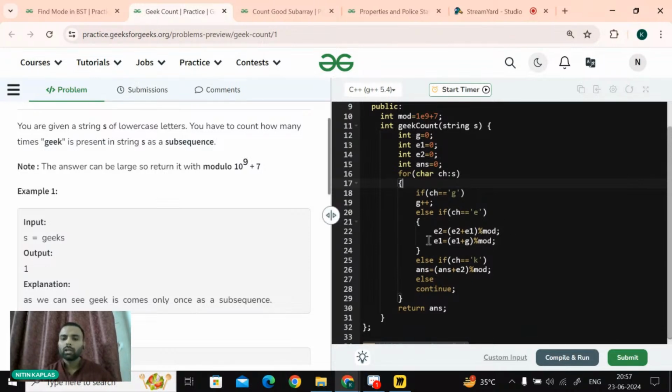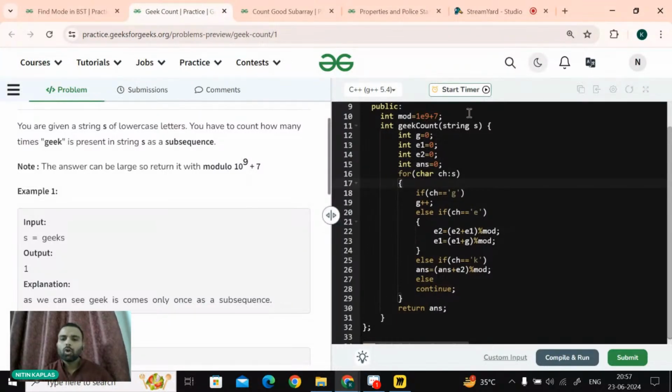After that, your E1 will depend upon G, right? That's the flow of it. GE is E1 and GEE is E2. So please ask whichever variable you are dependent on. After that, when it's K, simply add, because your K will depend upon GEE, right? The GEE count will be in the E2 part. So simply do the addition of it. Else you just do the continue. At the end of it, you have the subsequences of GEEK, right?